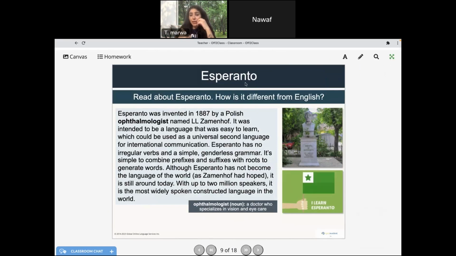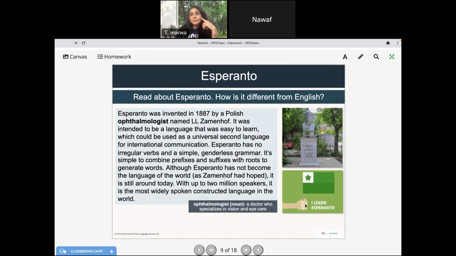So this language, Esperanto, is a new one, and it doesn't have these things. It's so simple, okay? It's simple to combine prefixes and suffixes with roots to generate new words. Although Esperanto has not become the language of the world, as Zamenhof had hoped, it is still around today with up to 2 million speakers. It is the most widely spoken constructed language in the whole world. Some people learn it and practice it. They use it in their daily lives.